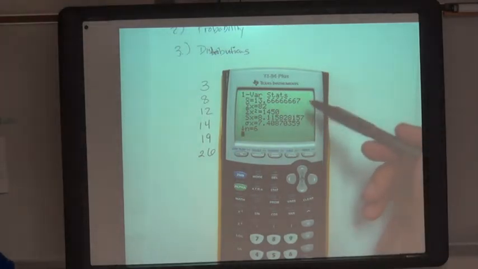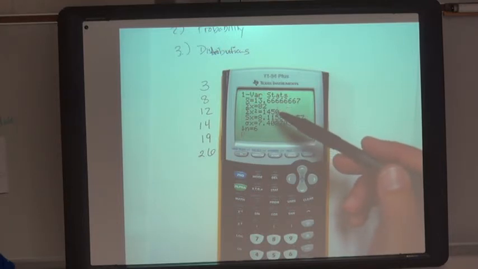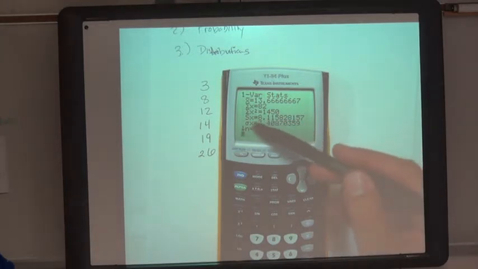Here's one variable stats. This is your mean. This is the sum of all your values, and this is the sum of your values squared. Those are really useless to you. These are two different standard deviations. You always use this one, which is sigma. It's the lowercase sigma, right?